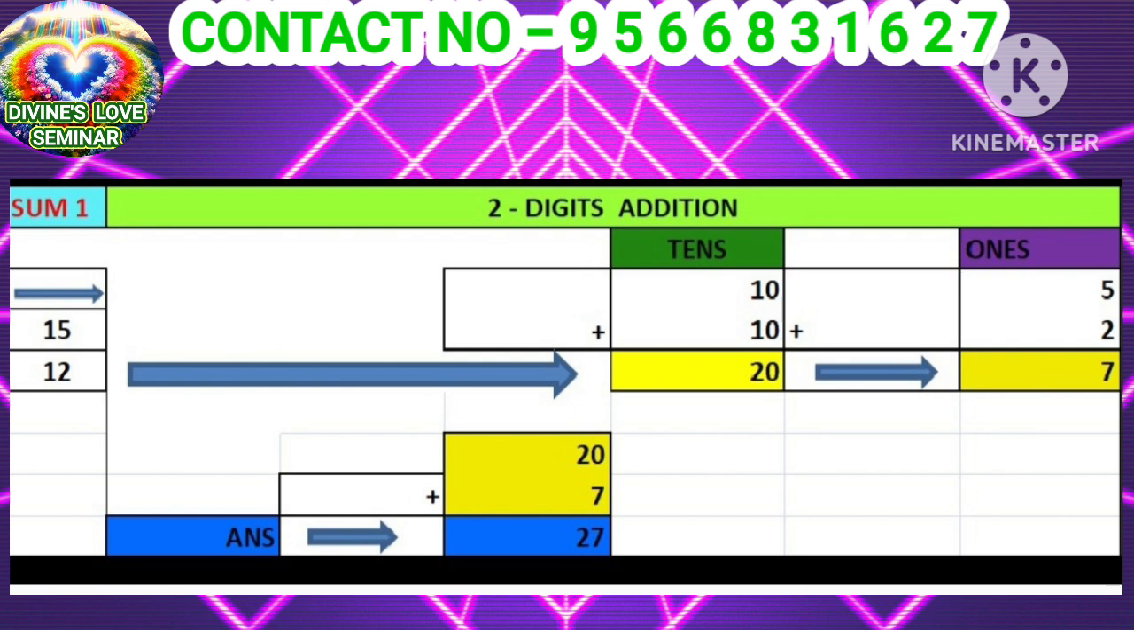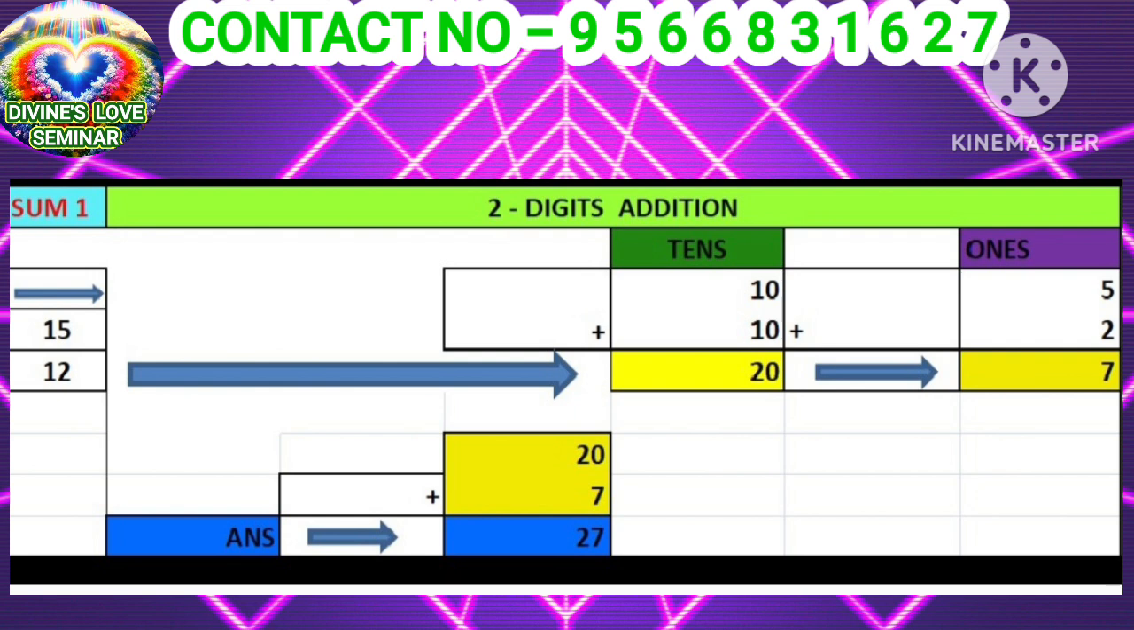15 plus 12. How will we calculate 15 plus 12? In Vedic mathematics, we should calculate from left side to right side only. See the tens and ones. I colored them. Now, in 15, how many tens are there? Only one ten. In 12, how many tens are there? Only one ten. I just wrote it.